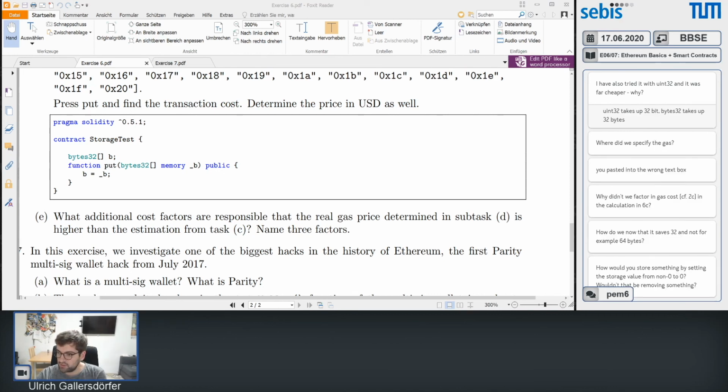Very good answer on the chat. uint32 takes up to 32 bits and bytes32 takes up to 32 bytes. So that could definitely be a valid reason for that. Thank you for Googling or for knowing that.